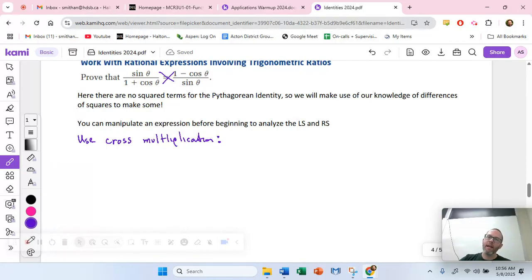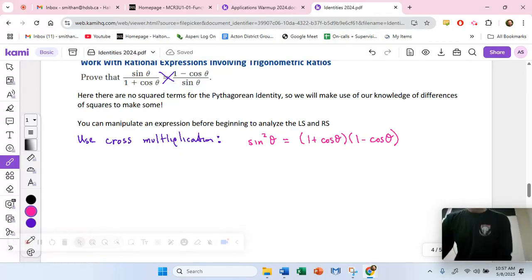When you multiply sine theta times sine theta, you get sine squared theta. On the right-hand side, when you multiply 1 plus cos theta times 1 minus cosine theta, well, that's just equal to 1 plus cos theta times 1 minus cos theta. But now we have a bit of direction. You guys have a binomial times a binomial on this right-hand side. Let's start with the right-hand side now. We've rewritten our identity in a different way.